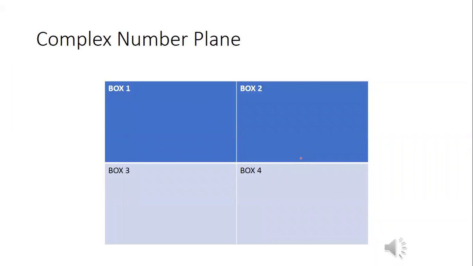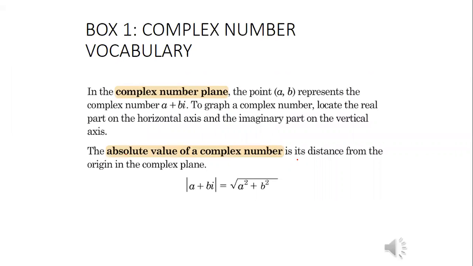We have our 5.9c complex number plane. Okay, so you have your notes divided. A complex number plane: the point (a, b) represents the complex number a plus bi. To graph a complex number, we locate the real part on the horizontal axis and the imaginary part on the vertical. So instead of x and y, we have our real and our imaginary, okay?